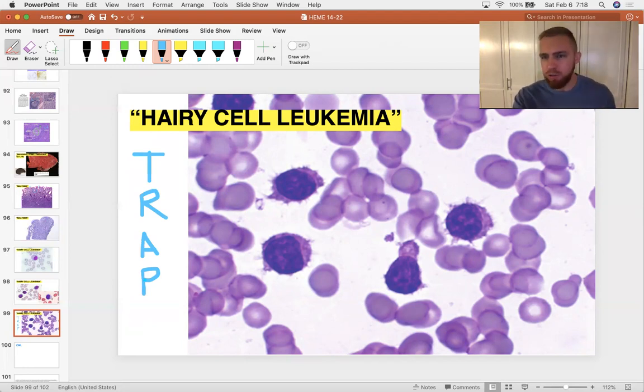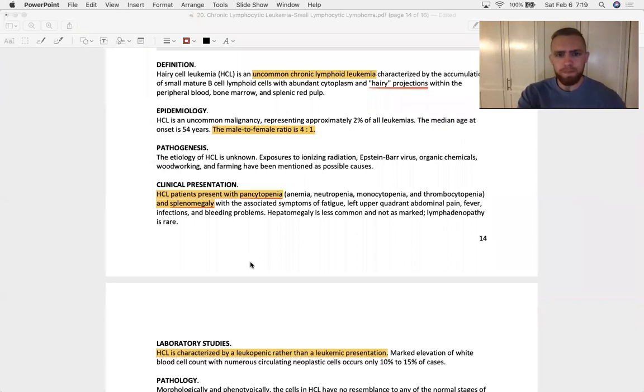It stands for tartrate-resistant acid phosphatase. Out of all leukemias, hairy cell leukemia is TRAP positive, and we kind of don't use this test anymore. It's not even in the SDL, but it is in First Aid. So even if it's outdated, you might still see it on boards.